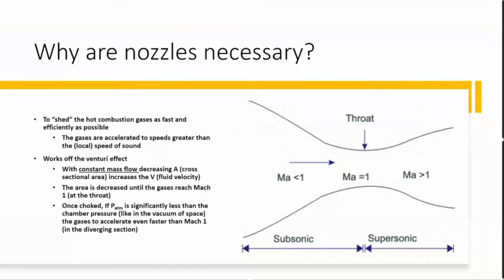So it works off the Venturi effect. With a constant mass flow, decreasing area actually increases the fluid velocity. The area decreases up until the gases reach Mach 1, and a critical property happens if the surrounding pressure outside of the nozzle is significantly less than the chamber pressure. What would happen is the gases would actually accelerate even faster than the speed of sound, so you get a lot more thrust that way.